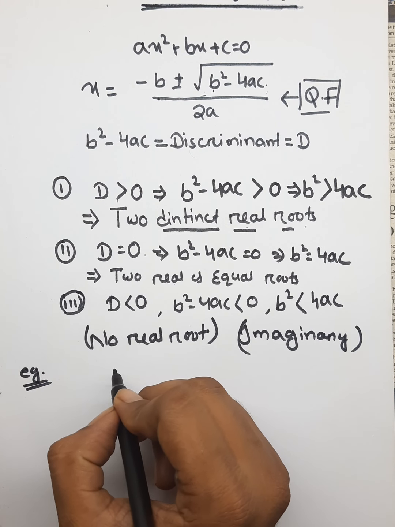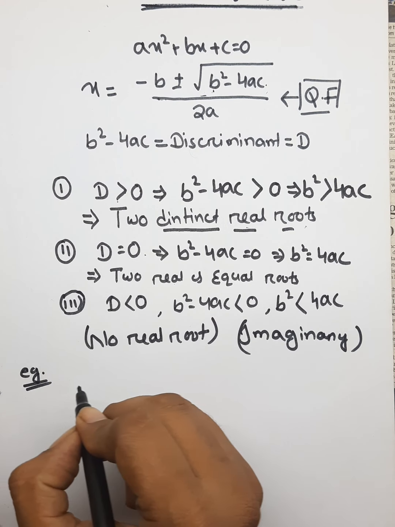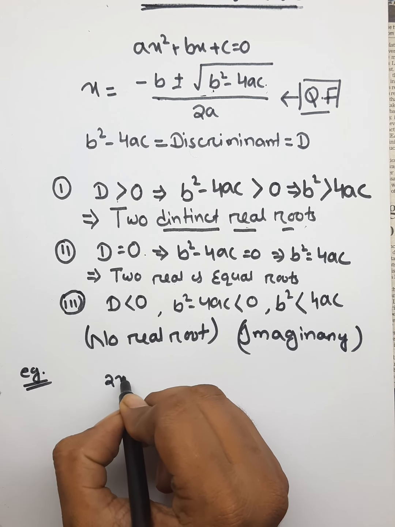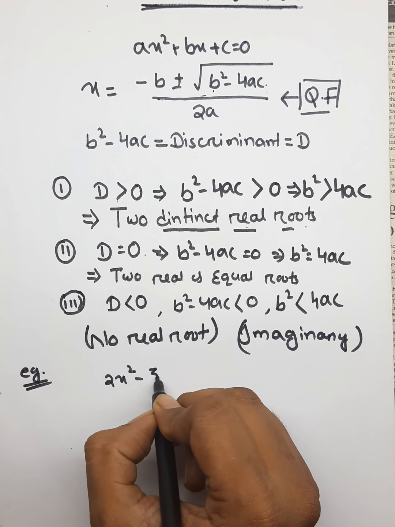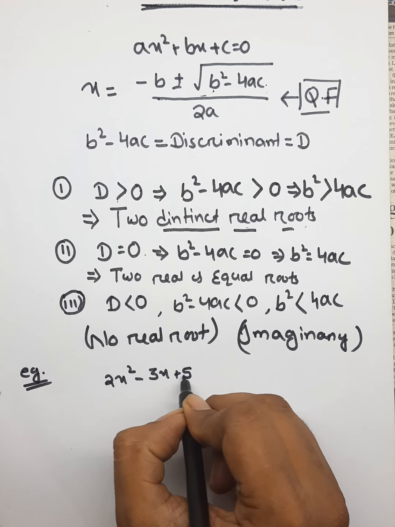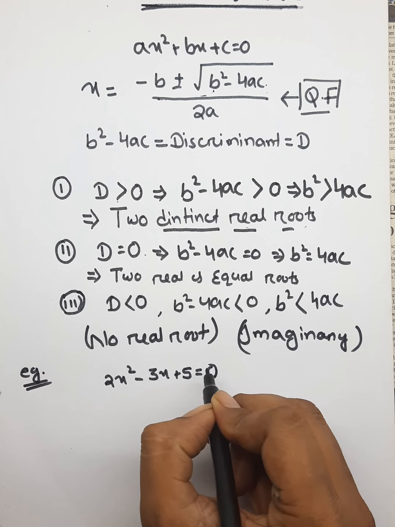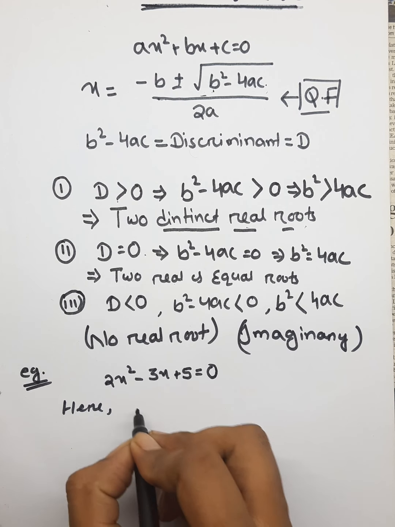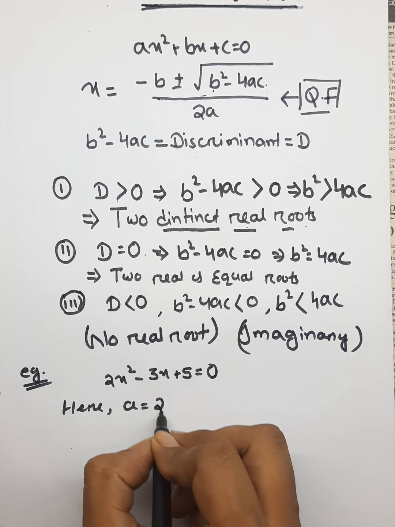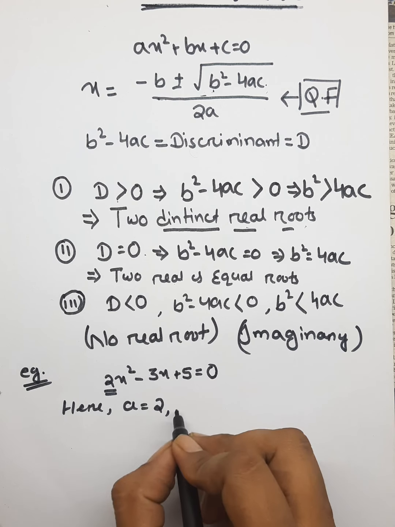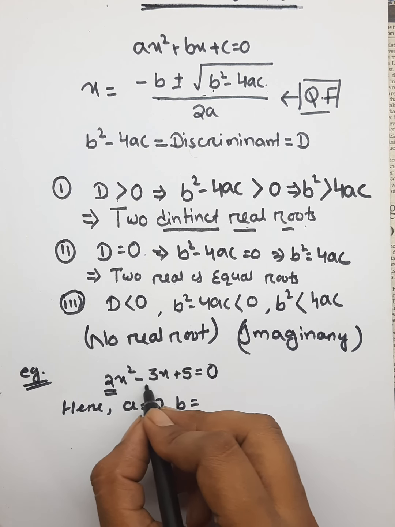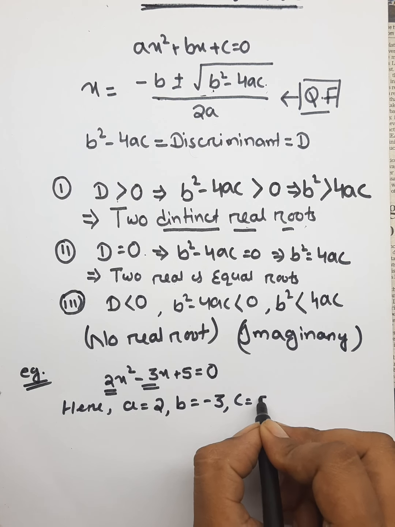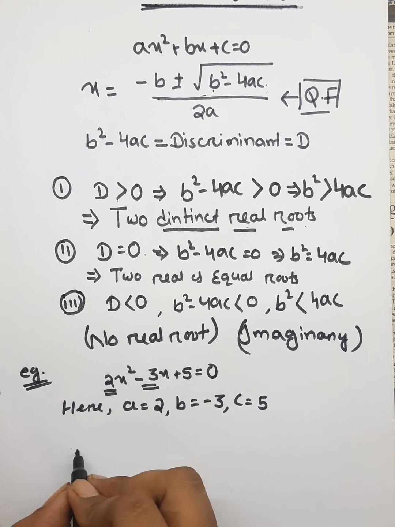Let us take an example from your NCERT textbook: 2x² - 3x + 5 = 0. Here a is 2, the coefficient of x². b is the coefficient of x, which is -3. And c is 5. So what is D?